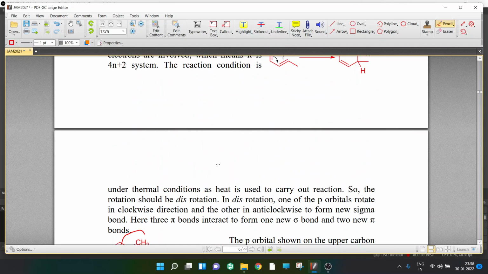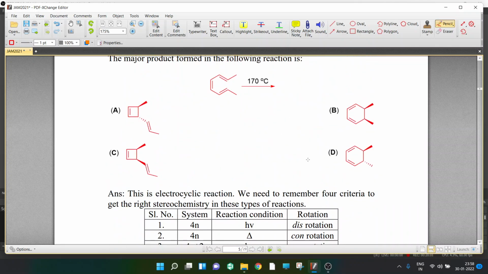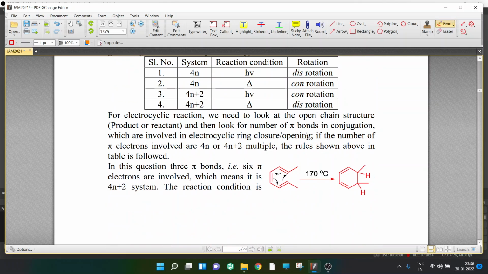So the answer is option number B. Both the CH3 are towards the viewer. It could have been shown with both the CH3 away from the viewer also. That would have been perfectly fine. It has just been flipped.